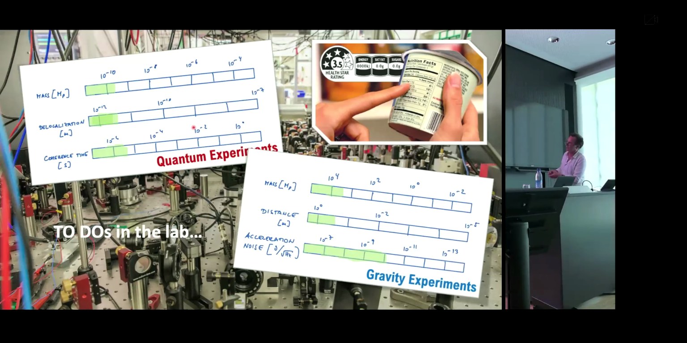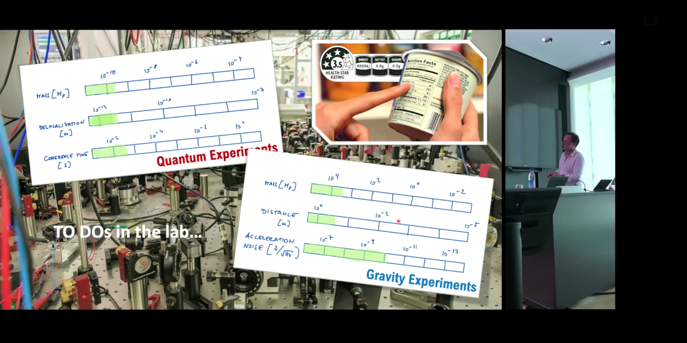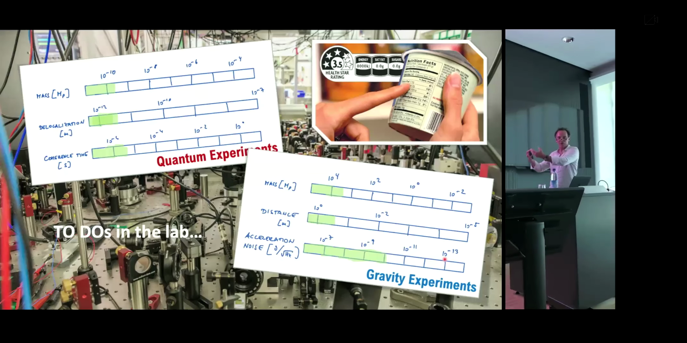Coherence time we want to push up to like 10 milliseconds. So all of that needs to be green. The current green is our actual experiments at the moment. And the same for gravity experiments. The mass we want to go down to 10 to the minus 4 times Planck mass. Distance down to 10 microns, and acceleration sensitivity, acceleration noise, down to 10 to the minus 14 meter per second square. So all of those need to be green.